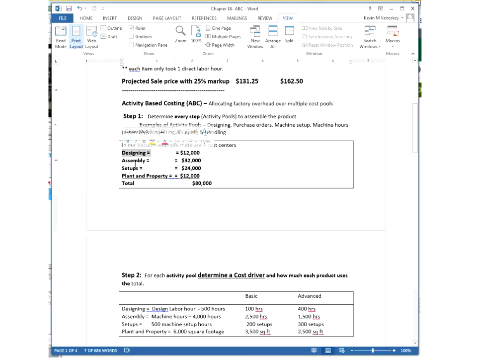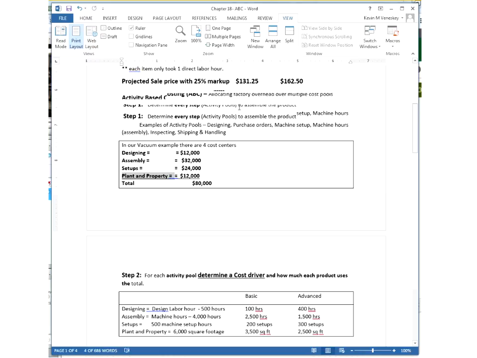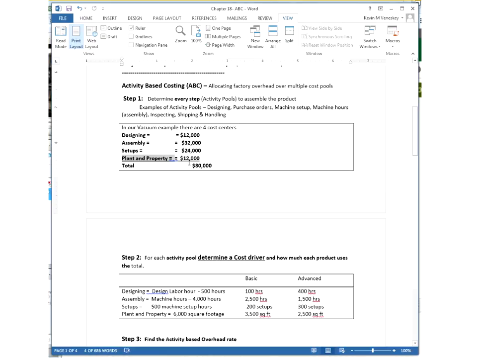We've got to first design it, assemble it. There are machine setup times where we need to have machine setups, and then all of the extra property and plant stuff like depreciation, taxes, those kind of items. And so I split up the costs. The whole $80,000 is just split up in these four different areas of making a vacuum. That's the first thing you have to do in activity-based costing. So as you can see right off, it's more work for the owners or whoever is making these reports, because they've got to go through and allocate that $80,000 into each different area of making a vacuum.